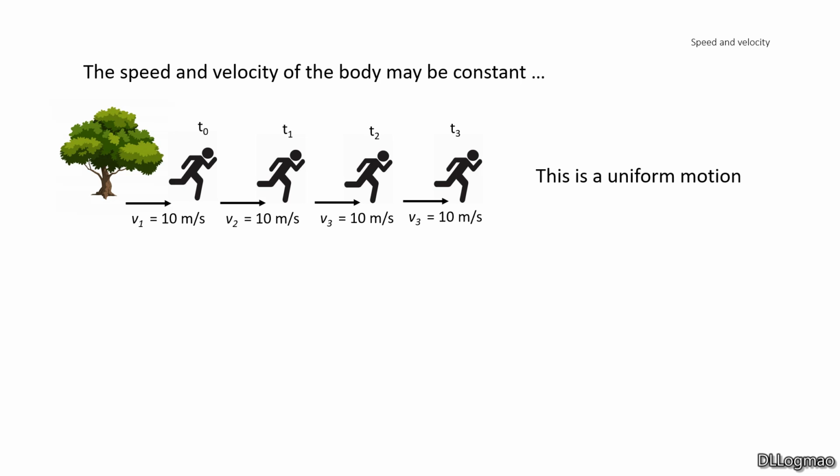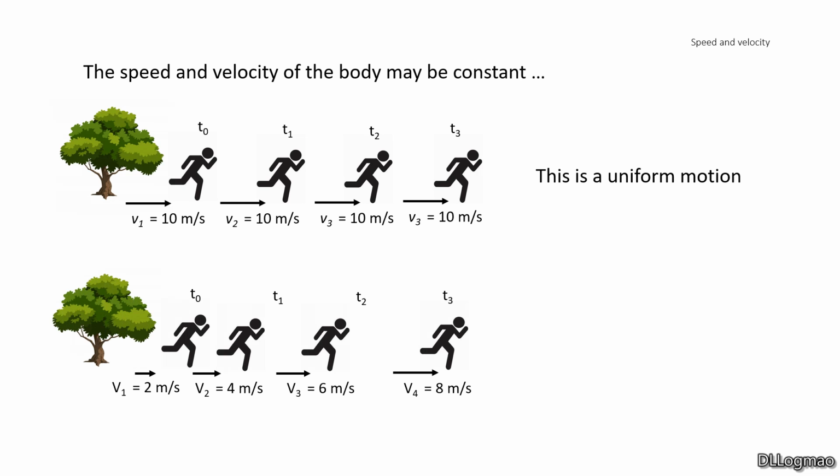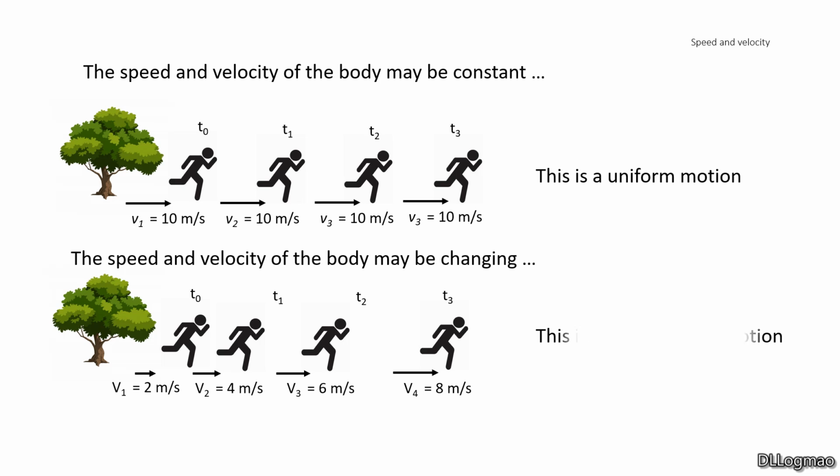In this figure, the man is also running away from the tree, but the changes in position in every unit of time are changing from 2 meters per second to 4 meters per second to 6 meters per second and to 8 meters per second. The speed and velocity of the body is changing. This is an example of accelerated motion.